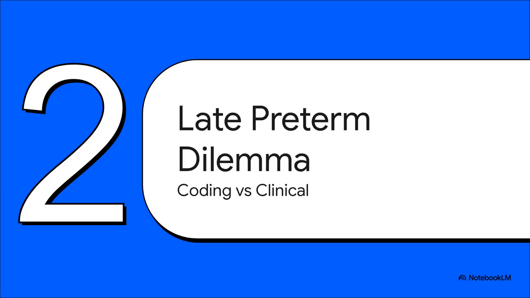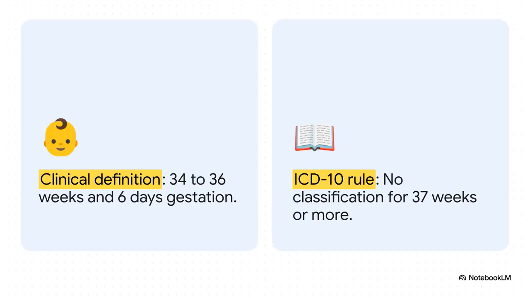Section 2. The late preterm dilemma. Here is where things get a bit tricky for coders. Clinical guidelines, like those from the American Academy of Pediatrics, define a late preterm infant as one born between 34 and roughly 36 weeks and 6 days of gestation. However, the ICD-10-CM coding rules are incredibly rigid. They explicitly do not classify infants with a gestational age of 37 weeks or more as preterm.